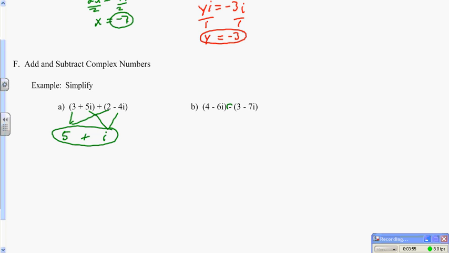When there's a negative, be careful. It means we have to distribute. So negative 1 times 3 is a negative 3. Negative 1 times a negative 7i is positive 7i. Now we're back to where we were before. Real pieces get added together, which is 1. Imaginary parts get added together, which is a positive 1i, or just i. 1 plus i.